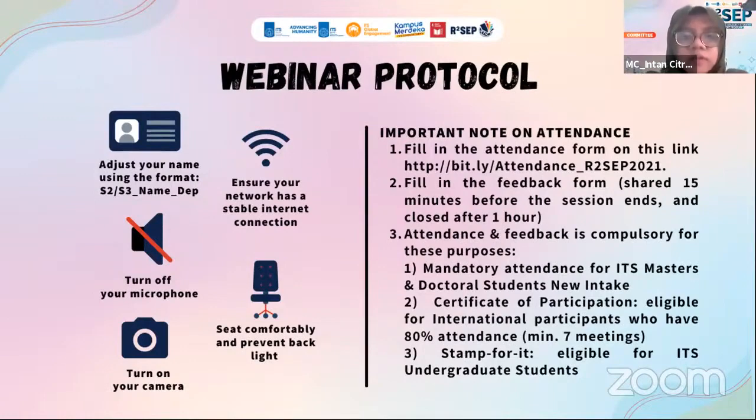So before we start our agenda, allow me to deliver our schedule today as follows. First, introduction to the moderator and speaker. Second, the lecture session. Third, Q&A session. Fourth, certificate awarding. Fifth, closing of RESEP.